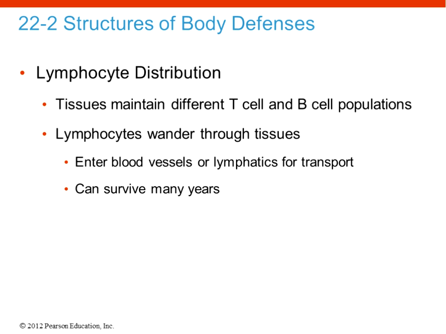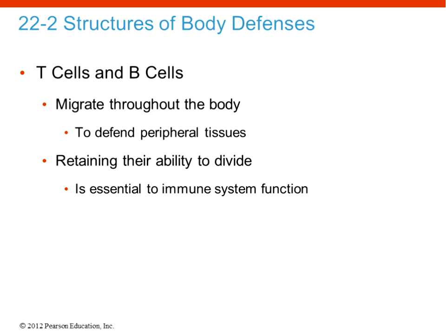All right, so lymphocytes are distributed throughout the body. Different tissues have different populations of T cells and B cells. Lymphocytes can wander through tissues. We've talked about that before. They enter blood vessels and lymphatics and can survive for many years. You saw them in connective tissue, for instance, and that's important because you want them to have this migratory ability, because you're going to have infection at various locations in your body. So we want them to be able to grab that and target those different locations. Okay.